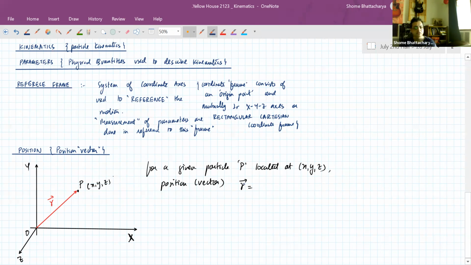So this vector is nothing but x i cap plus y j cap plus z k cap, where the magnitude of this will become the distance from the origin. Okay. And typically it is in meters in the SI system, or centimeters in the CGS system, or it can be in kilometers, miles, etc. in non-standard systems. Okay. It has the dimension of length.